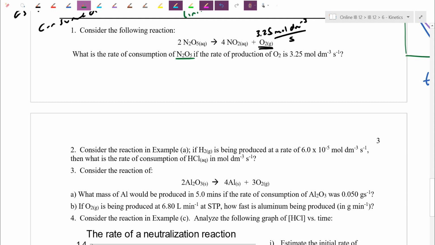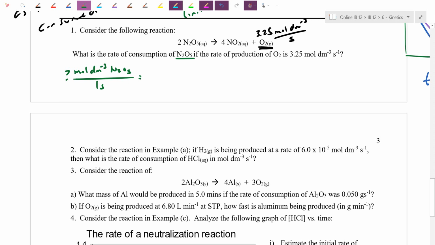N2O5 is actually a reactant. Reactants instead are being consumed. So here we go. We want to find the rate of N2O5. So how many moles per decimeter cube, it's a concentration, an amount in total of N2O5, do I produce per second? They didn't specify any other unit, so that's what they want.